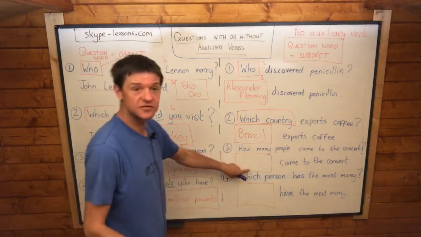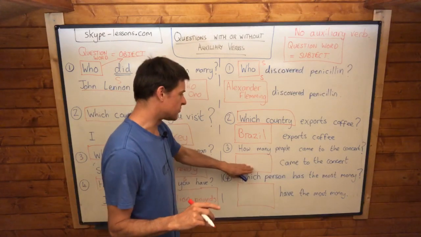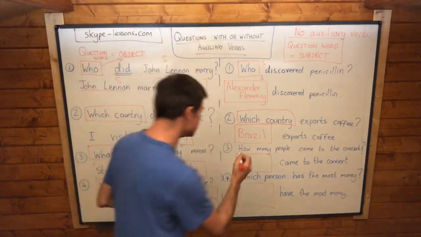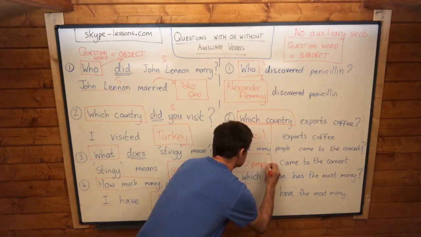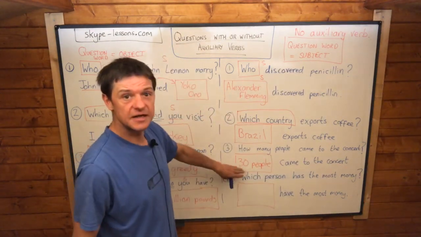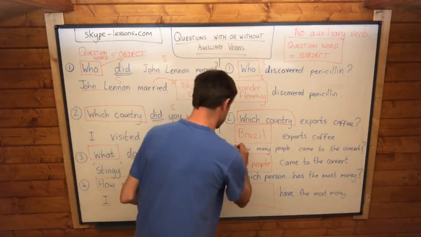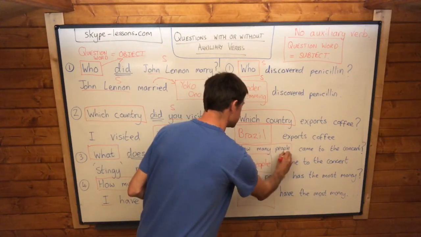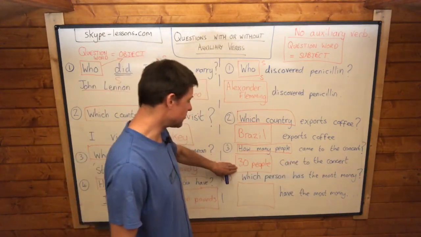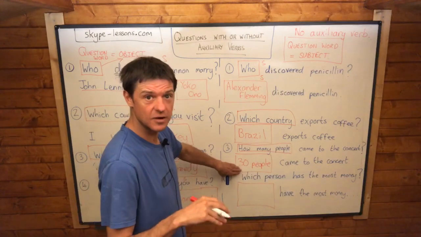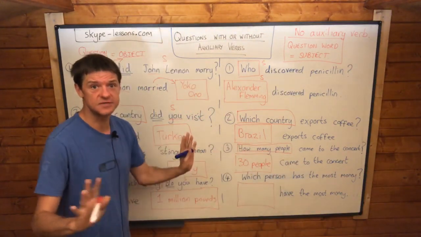Why? Well, let's look at the answer to this question. The answer to this question is, I don't know, 30 people came to the concert. So the answer is subject, which means that the question word is subject. Yeah, how many people is the subject of came. And that means that the answer will be the subject as well. 30 people came to the concert, so no do, no does, no did.